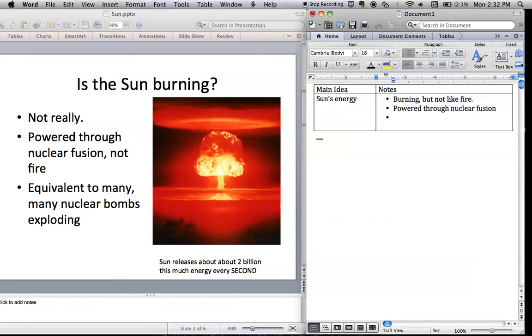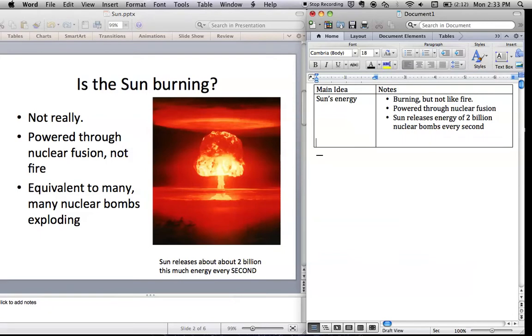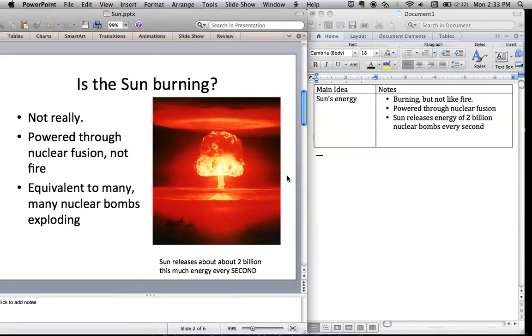Each second, the sun releases the energy of 2 billion nuclear bombs. So you can imagine the sun as 2 billion nuclear bombs exploding every second for your entire life and much longer than that. So we're talking massive amounts of energy. When we say it's burning, it's not burning like fire. It doesn't need oxygen the way a fire on Earth would, so that's how it can exist in outer space.